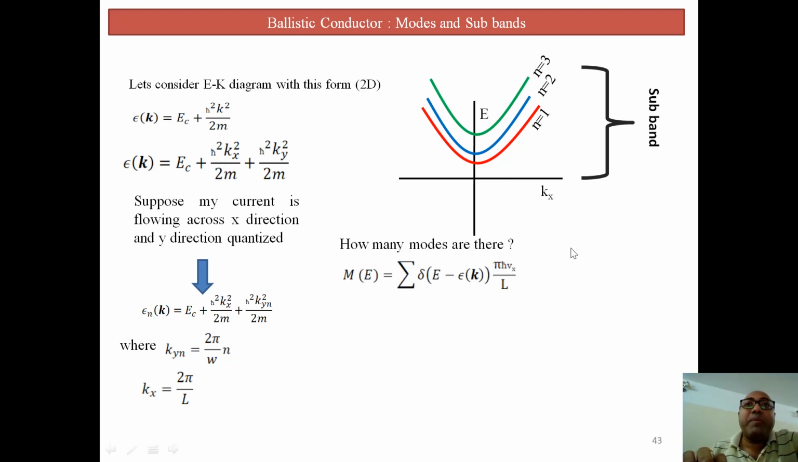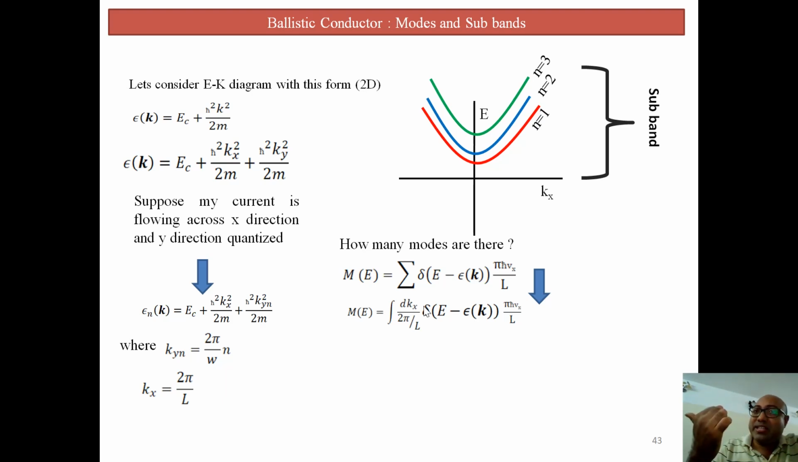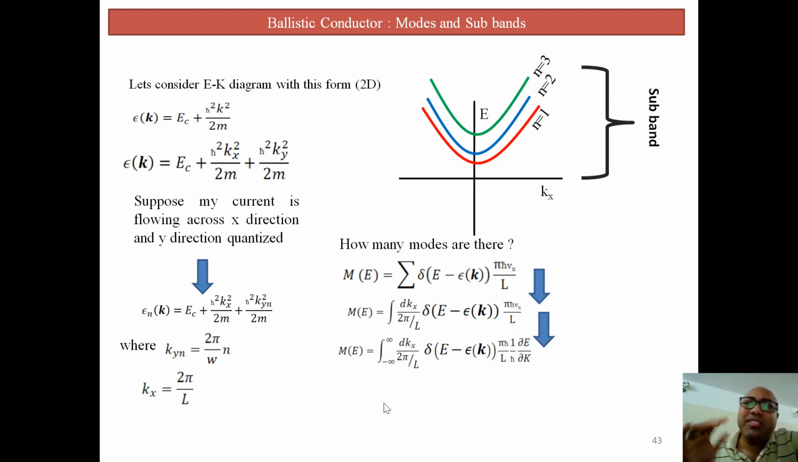So this is my modes, the density of states, pi h bar Vx by L, with delta E minus the energy, that is the density of states. Suppose my current is flowing in the x direction. You know how to calculate the density of states, or the integration of the density of states. Since it is flowing in the x direction, dkx, 2 by L of these things. And what is the integration limit? Minus infinity to plus infinity.